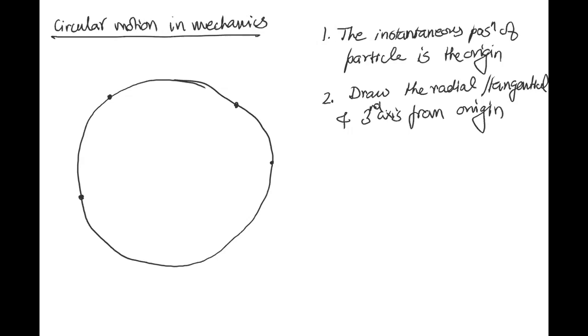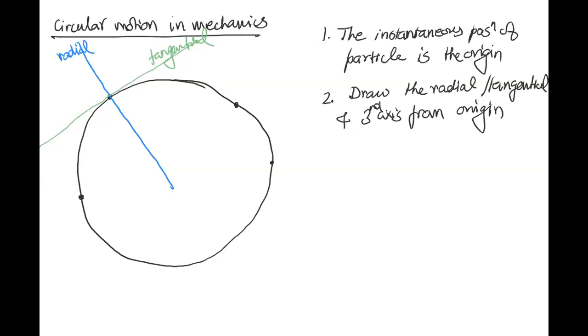So we draw the radial axis, we draw the tangential axis, this is the tangential, this is the radial, okay, and the third axis I cannot draw on the diagram, it is perpendicular to your board, perpendicular to your screen, okay, that is the third axis.